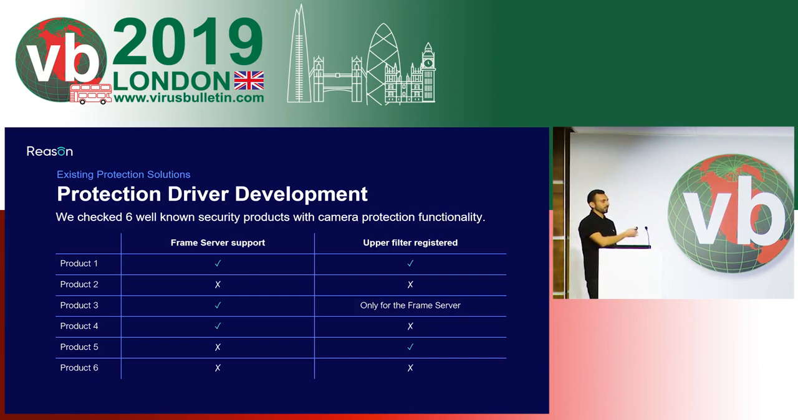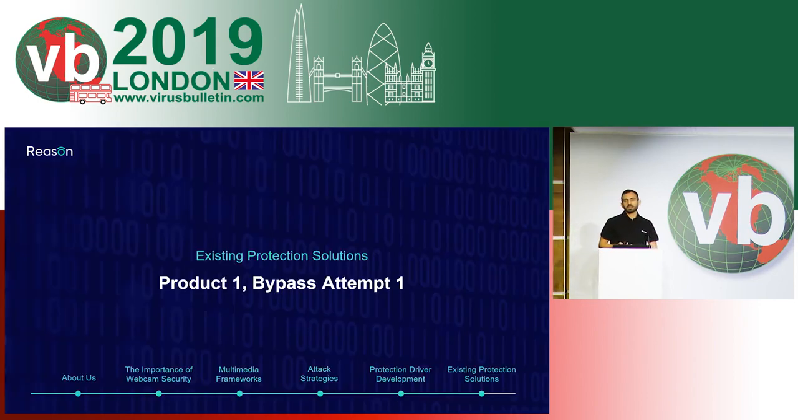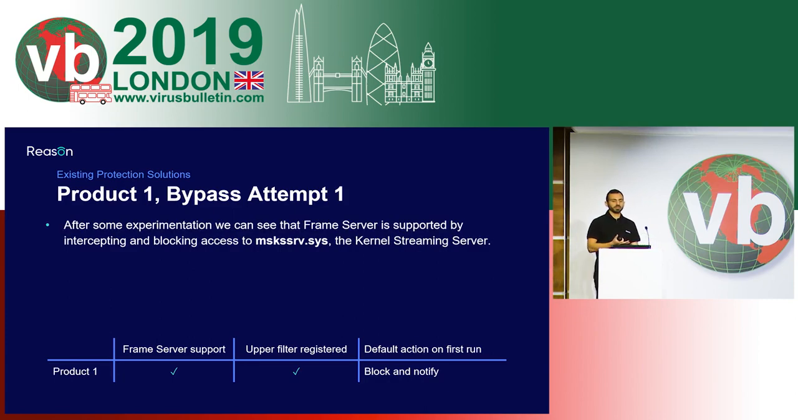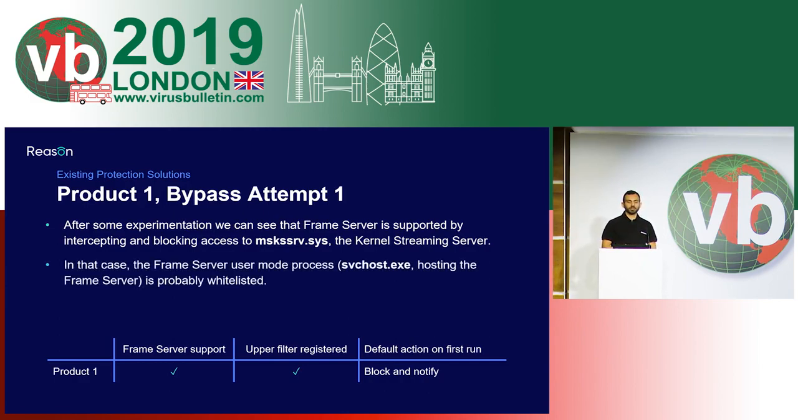Great. So we looked at these products and we took product number 1 and we thought, how can we maybe bypass it, right? Its characteristics are that there is frame server support and there is an upper filter registered. We looked at the frame server support, and after some experimentation, we noticed that it's implemented by blocking access to the kernel streaming server, just as we've seen a couple of minutes ago. And in this case, the frame server user mode process, which hosts the service svchost.exe, is probably whitelisted, as we've seen.